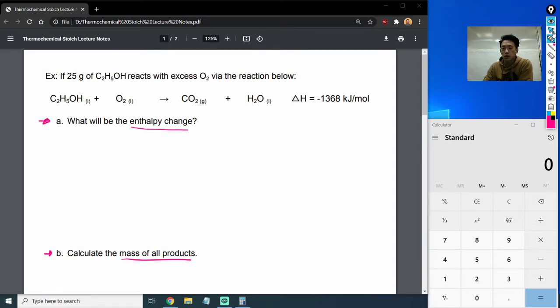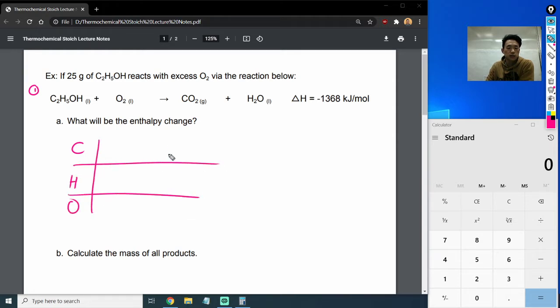Okay? Alright, so let's start by balancing the chemical equation. Okay, we're going to have carbons, hydrogens, and oxygens on both sides of the equation, and we're just going to count up each of the elements. I have 2 carbons on the reactant side. I have 6 hydrogens because there's a 5 and there's 1 right here. And then for the oxygens, I have 1 and then 2 here, so that's going to be 3. On the right side, I have 1 carbon. Oxygens, I have 3. Hydrogens, I have 2.